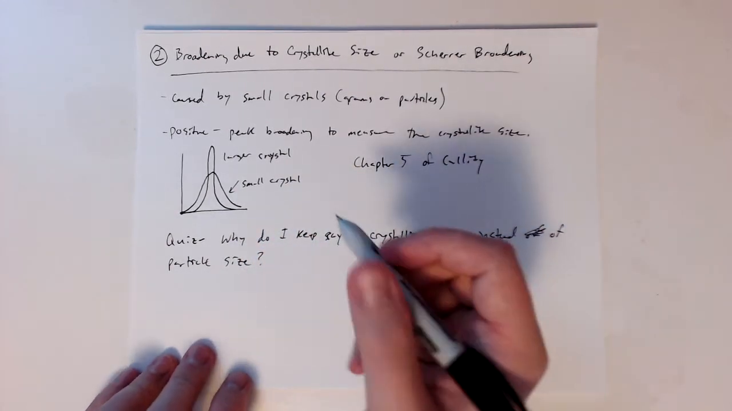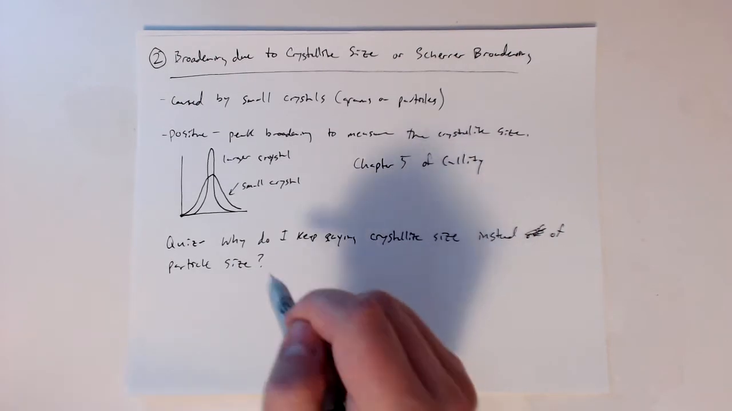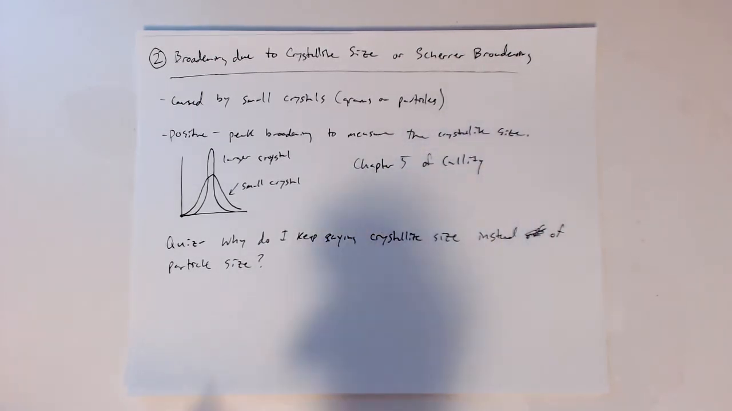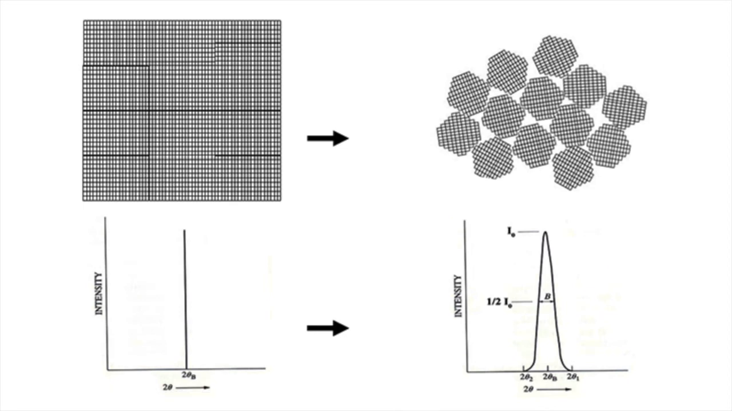So think about why I'm calling it crystallite size and not particle size, and answer that on the quiz, and then come back and we will chat about that. Okay, so the reason I keep calling it crystallite size instead of particle size is because crystals and particles aren't necessarily the same thing. And so to illustrate that, let's look at two different scenarios.